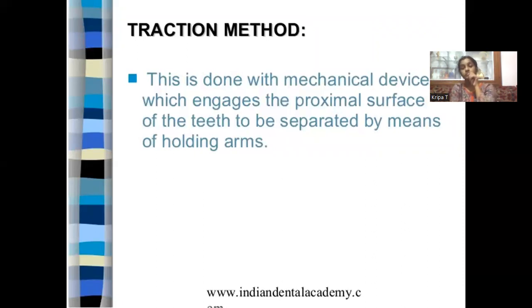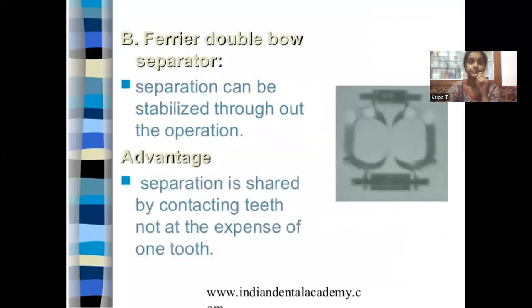Then you have the traction method achieved with a mechanical device which will engage the proximal aspect of teeth separated by means of folding arms. Here comes the non-interfering true separator and a Ferrier double bow separator. Separation achieved is stabilized throughout the operation here, not like your iliac separator where there is no stabilization mode. An advantage is that the separation will be shared by the contacting teeth. It is not done at the expense of a single tooth.